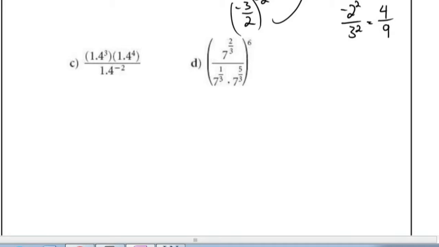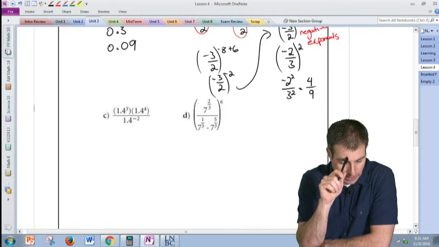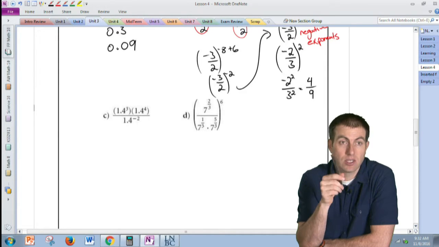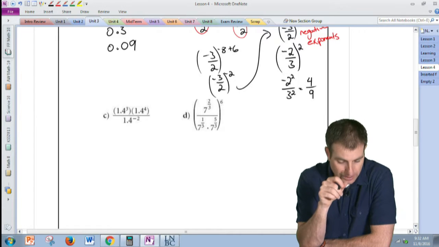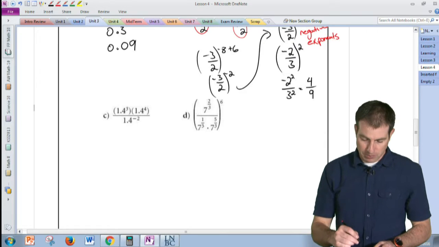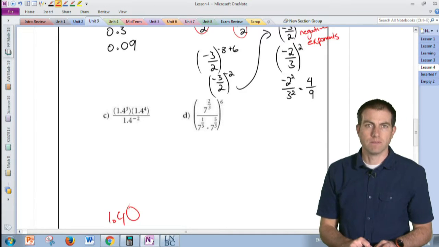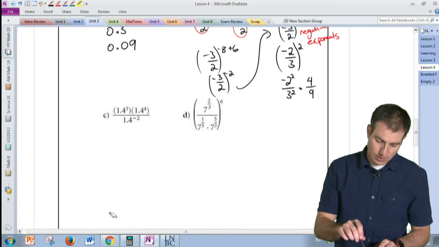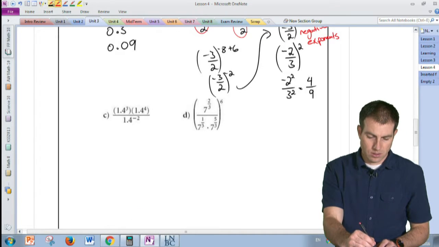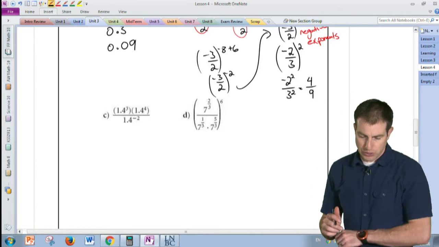All right, for both C and D, you should end up with the base 1.4 and then in D, 7 to an exponent. Is anyone brave enough to put in the answer they got for C? So just the exponent you got for 1.4. Anyone get an answer? At the end, you should have something like 1.4 to the power of, that's what we're looking for. No dice.